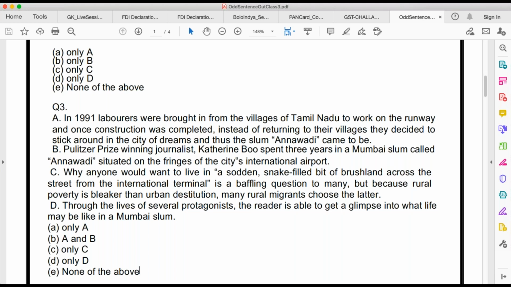C. Why anyone would want to live in a snake-filled bit of brushland across the street from the international terminal is a baffling question to many. But because poverty is bleaker than urban destitution, many rural migrants chose the latter. D. Through the lives of several protagonists, the reader is able to get a glimpse into what life may be like in a Mumbai slum. What is C talking about? What is D talking about?